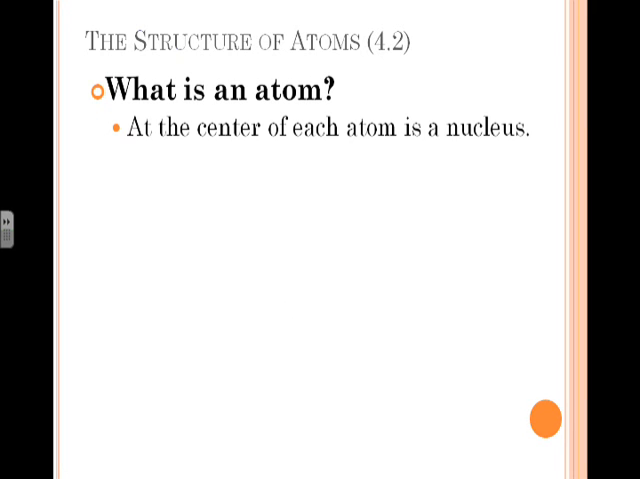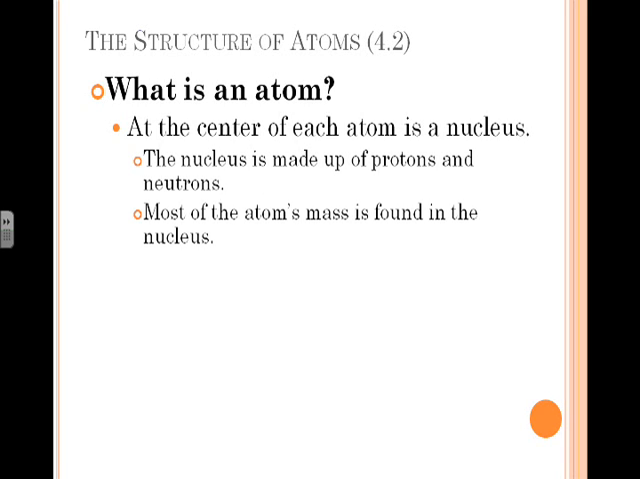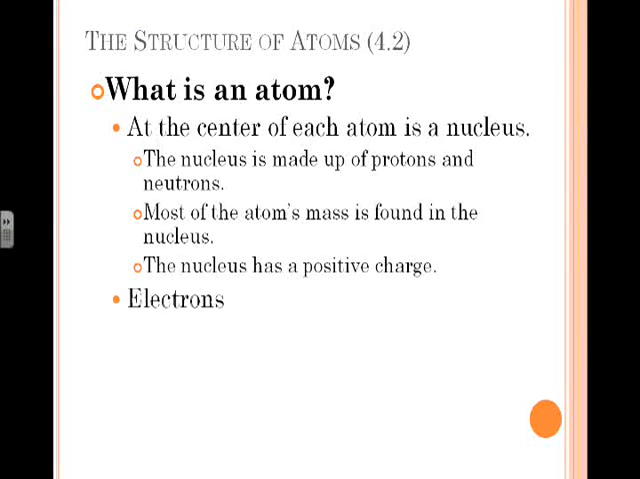Now, at the center of each atom is a nucleus. We discussed that just a few minutes ago. And the nucleus is made up of protons and neutrons, not electrons. Make sure you know that electrons are not in the nucleus. And this is where most of the atom's mass is found. This is where most of everything that makes up an atom is in the nucleus. The nucleus always has a positive charge, and the reason being it's made up of protons and neutrons. Protons have positive charge, neutrons have no charge. So that means the nucleus will always have a positive charge.